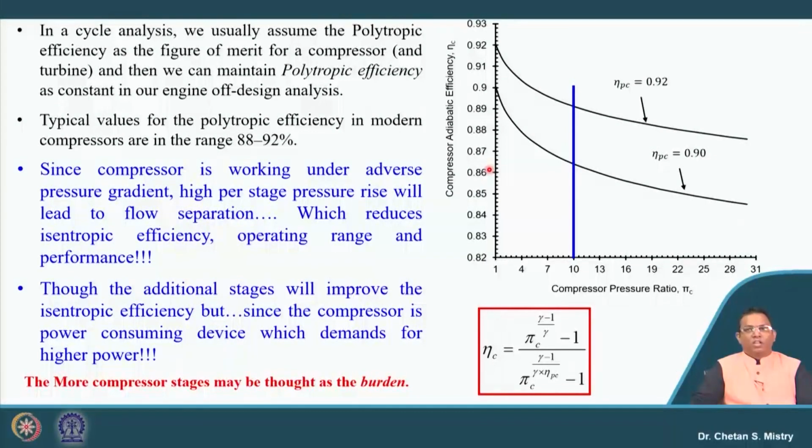adiabatic efficiency. Suppose I increase my pressure ratio to 16, or to 28. You can understand that for a similar polytropic efficiency range, our adiabatic efficiency is what is decreasing. This is very important.